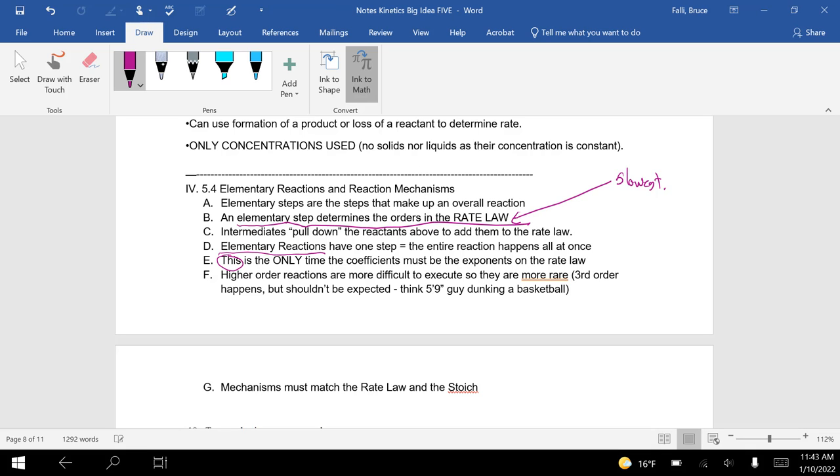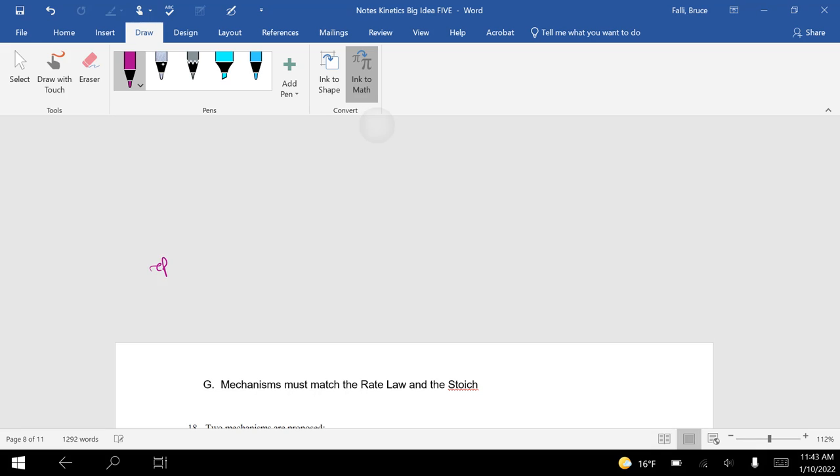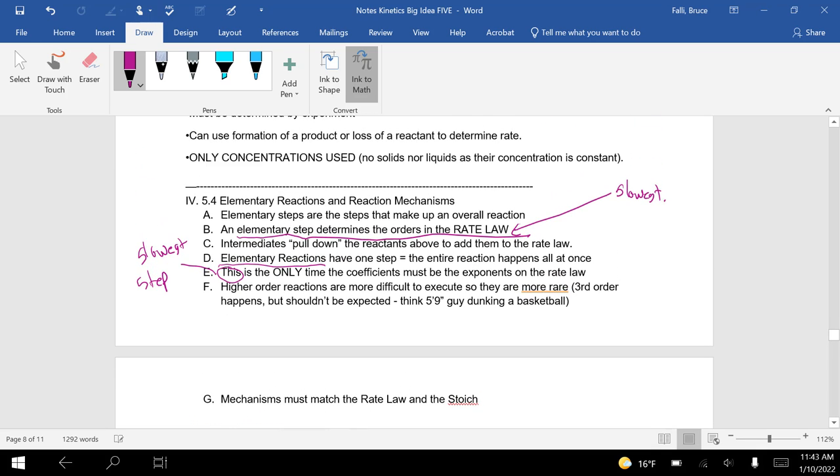Now, this is the slowest step. I'm going to add that to the slowest. Oh, look at that. Isn't that interesting? The slowest elementary step is where? Slowest elementary.